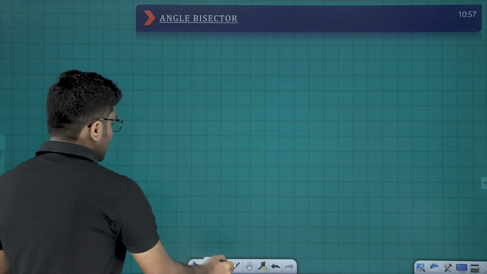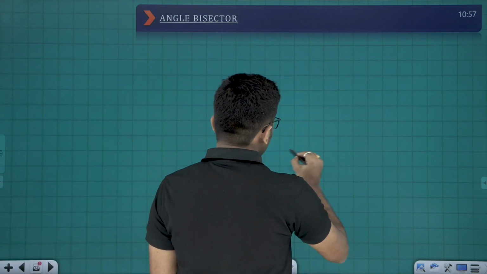Angular bisectors. Let's say, friends, there are two lines.